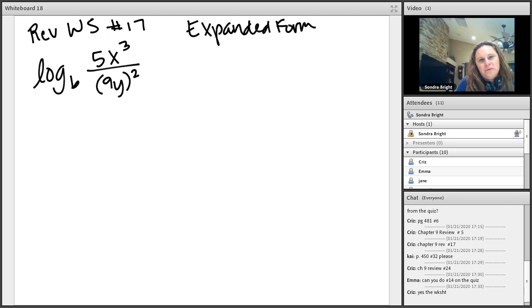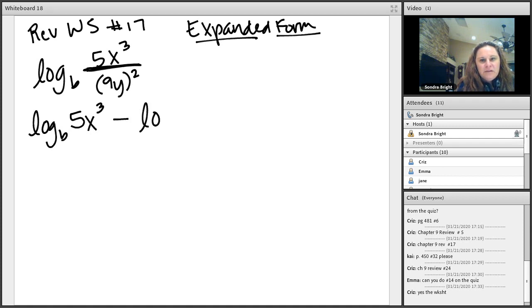All right, so expanded form means you should not have any exponents. You should have multiple logs written, all of that. So I've got this division symbol. I'll separate them first that way. So this is equivalent to log base b of 5x cubed minus log base b of 9y squared. Maybe I should have, oh, whatever, I've already done it.